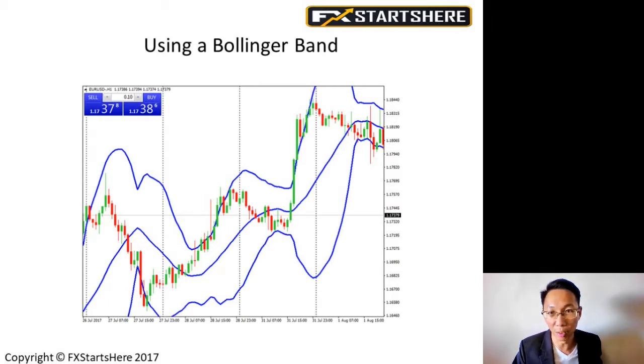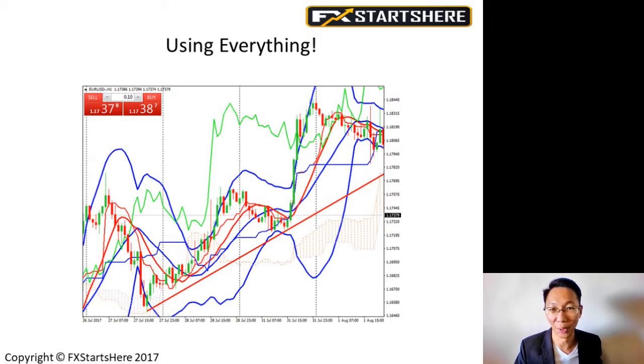And some people use everything. Whatever indicators they can find, they put into their chart. So the chart looks very messy. You don't even know where the candles are.